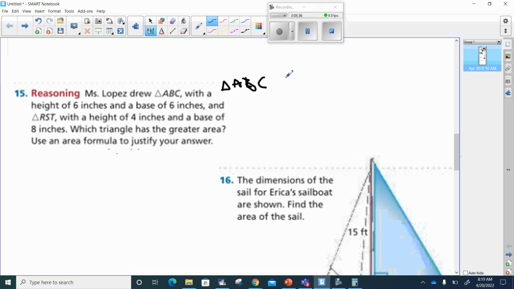Triangle ABC, area is going to be equal to 1/2 times the base, and we said the base was 6, and the height was also 6. So 1/2 of 6 is 3, so now we have 3 times 6. 3 times 6 is 18. So that triangle ABC is going to be 18 inches squared.